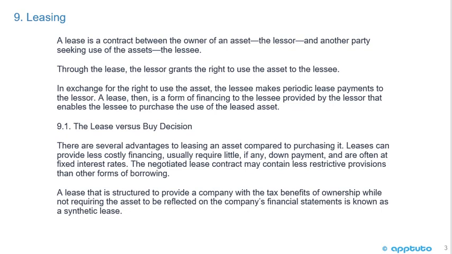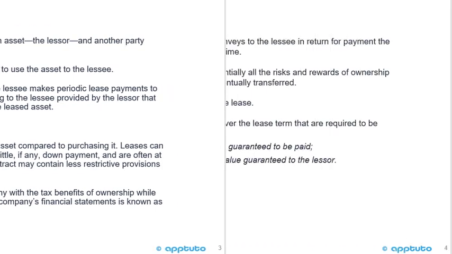The lease versus buy decision. There are several advantages to leasing an asset compared to purchasing it. Leases can provide less costly finance, usually require little, if any, down payment, and are often at fixed interest rates. The negotiated lease contract may contain less restrictive provisions than other forms of borrowing. A lease that is structured to provide a company with the tax benefits of ownership while not requiring the asset to be reflected on the company's financial statements is known as a synthetic lease.